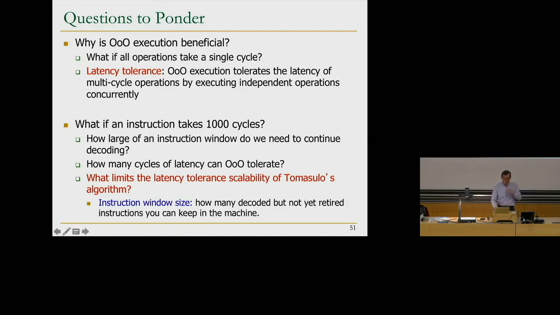So basically, what limits the latency tolerance is the instruction window size. How many decoded instructions, but not yet retired instructions, you can keep in the machine. And again, hopefully, it's intuitively clear to you that increasing the size of this is not easy. Yes? Is the window size the combination of the ROB size and the size of the reservation stations? Yes, absolutely. It's really a combination. But people try to minimize the size as much as possible because it consumes power. So ROB size may be larger than individual reservation station sizes, because reservation stations don't need to hold the instructions that have finished execution but not yet retired, whereas the ROB needs to hold those.